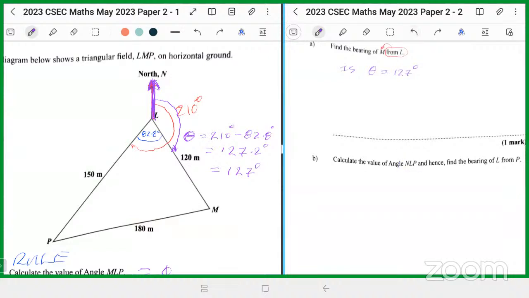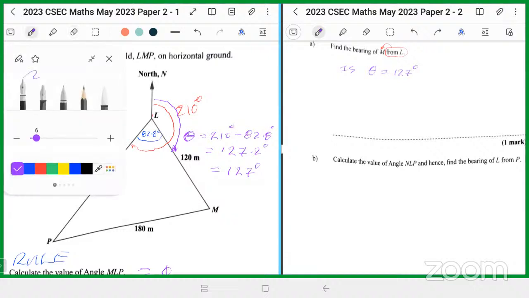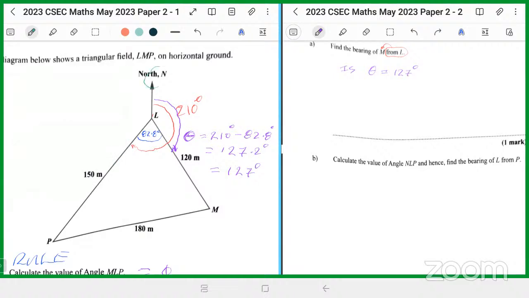NLP now. All right. NLP. Where is that? So they're calling this point up here N, right? That's what they're talking about. Let's look at it. So they want us now to calculate this angle. Let me mark it in a different color. Green. NLP. So they're talking about the angle down here. So we're talking about this angle. They want us to tell them that angle first.